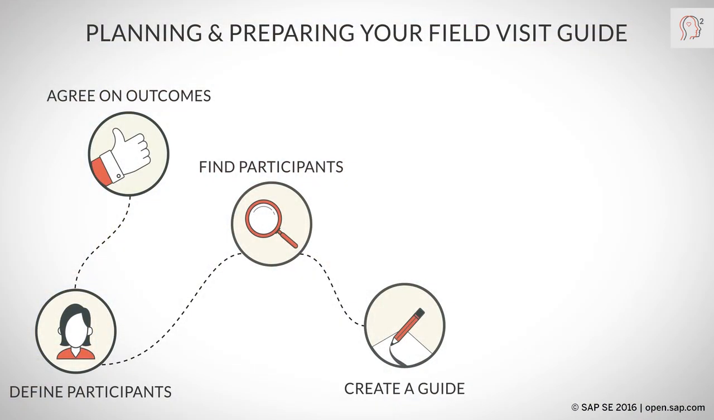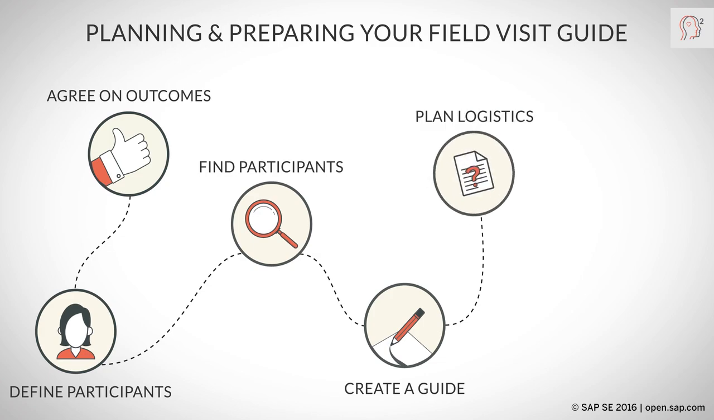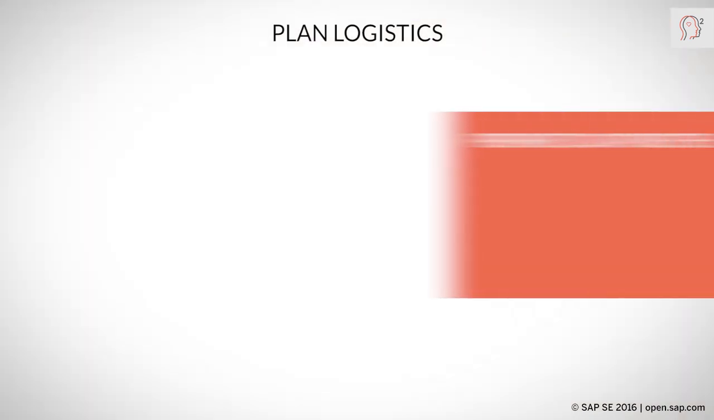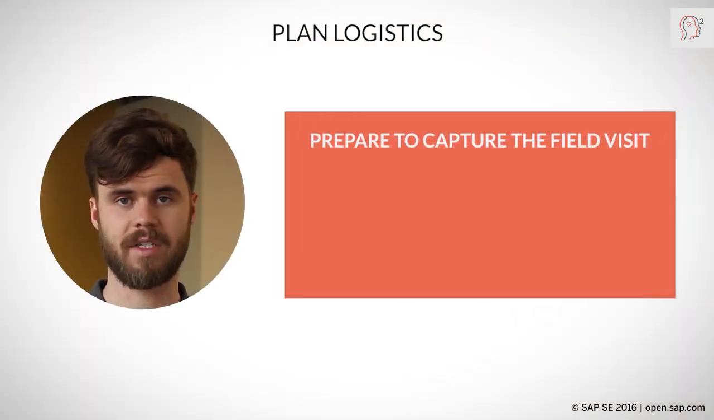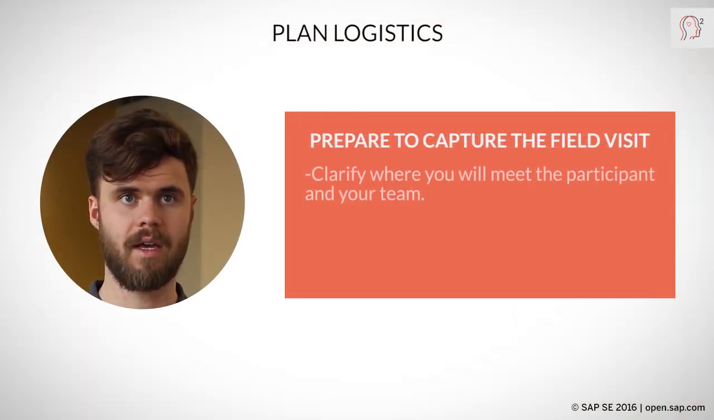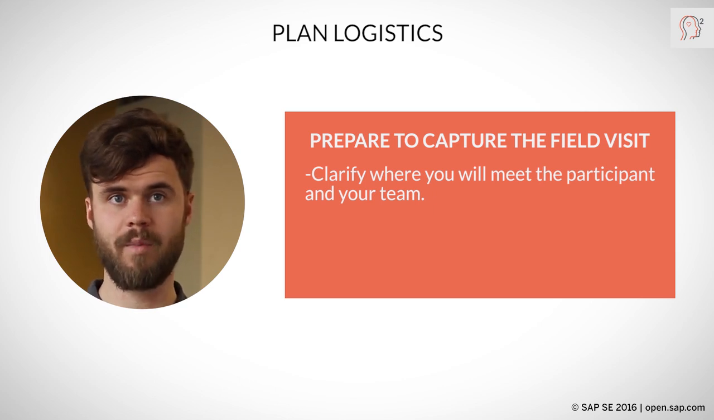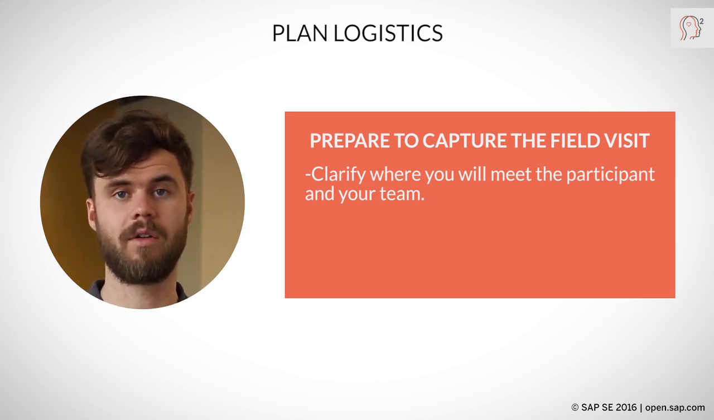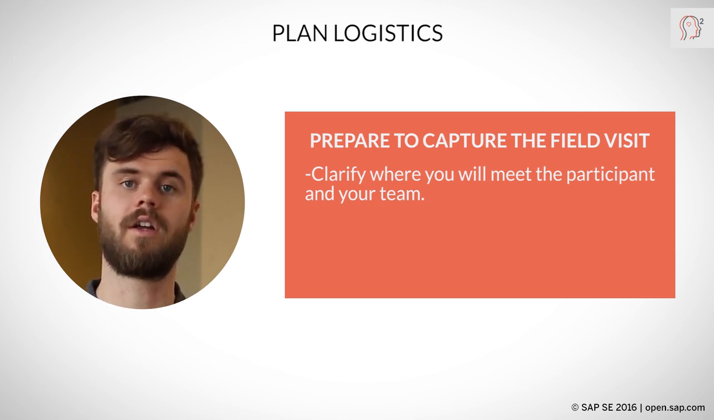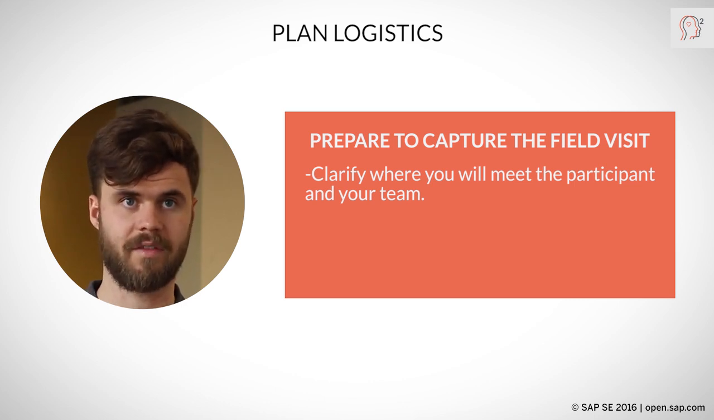Okay, so now we talked about the research guide. So you're almost ready to get going. You'll have to plan some key logistics before you can actually go out and meet the participant. So you want to think about how to capture the field visits, organize any pens and papers, any cameras you need to do that. You'll want to clarify where you will meet the participant so your team knows where you can start your day or start your research activities.